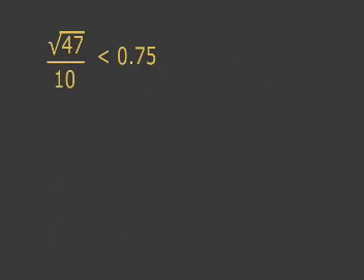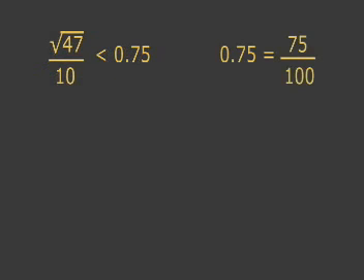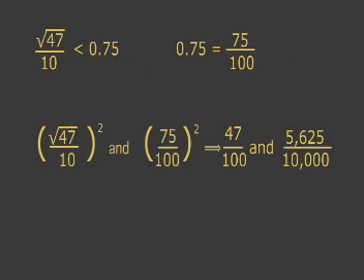Let us look at the second question. The square root of 47/10 is less than 0.75. Before we square the numbers, we can change 0.75 into its rational form. It becomes 75 over 100. Now, when we square both numbers, we get 47 over 100 and 5,625 over 10,000.